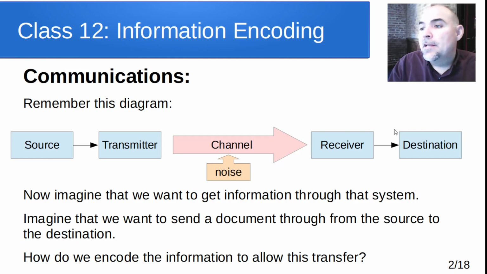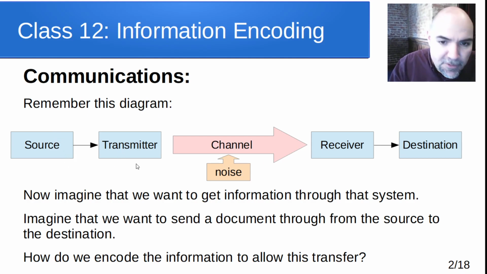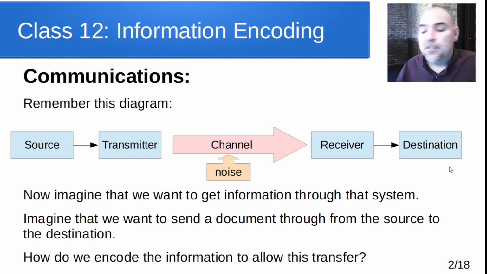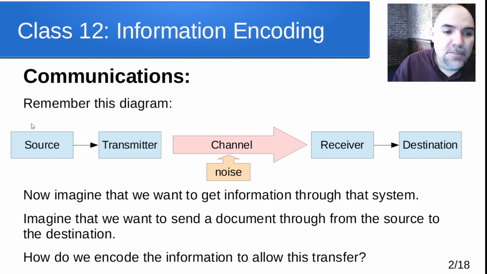So if you remember back to that diagram from all the way back from class 1, we had this idea of a source, a destination, and then this process in the middle that involves this channel where we want to push information through from the source to the destination. Now imagine we want to send some document. So we have some document over here, and we want it to go through this entire system and then show up at the destination on the other end. So how do we encode the information to allow that transfer?